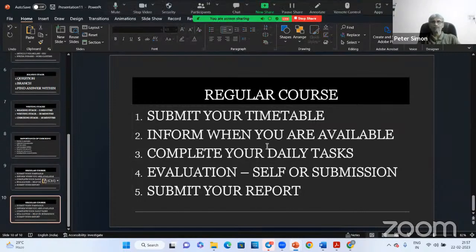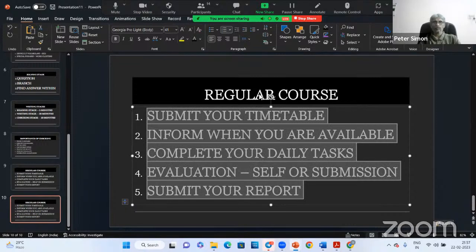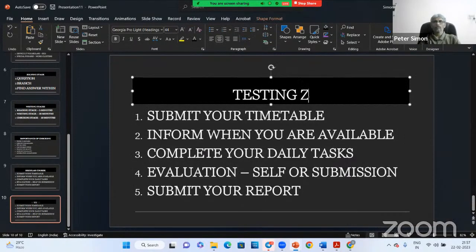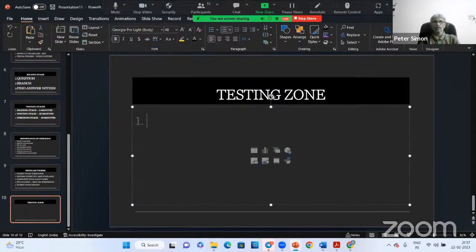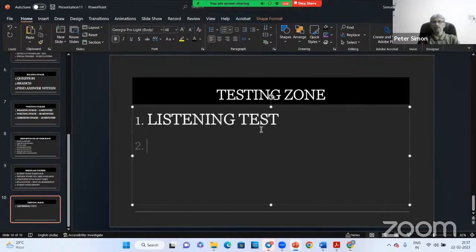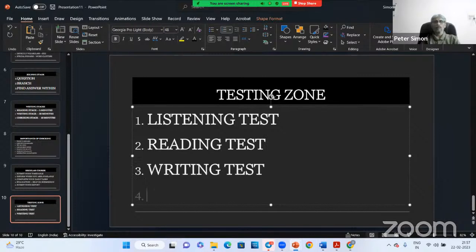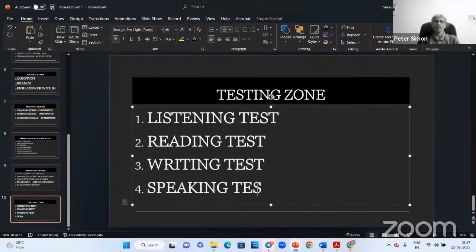Next one is the testing zone. Number 1 is 1 listening test, 1 reading test, 1 writing test, and a speaking test. Let us target 1 hour for listening, 1 hour for reading, 1 hour for writing, 1 hour for speaking. Yes, like this you have to test.